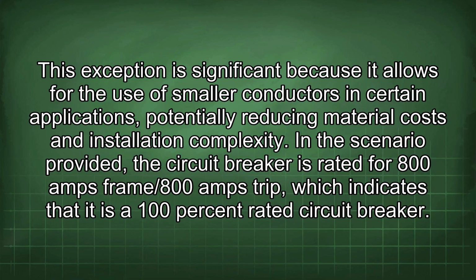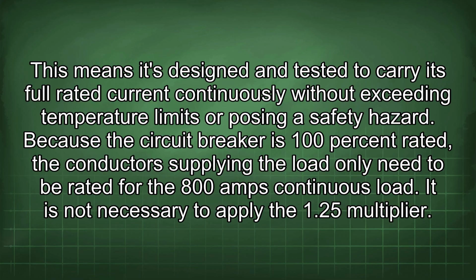and installation complexity. In the scenario provided, the circuit breaker is rated for 800 amps frame/800 amps strip, which indicates that it is a 100% rated circuit breaker. This means it's designed and tested to carry its full rated current continuously without exceeding temperature limits or posing a safety hazard. Because the circuit breaker is 100% rated, the conductors supplying the load only need to be rated for the 800 amps continuous load. It is not necessary to apply the 1.25 multiplier.